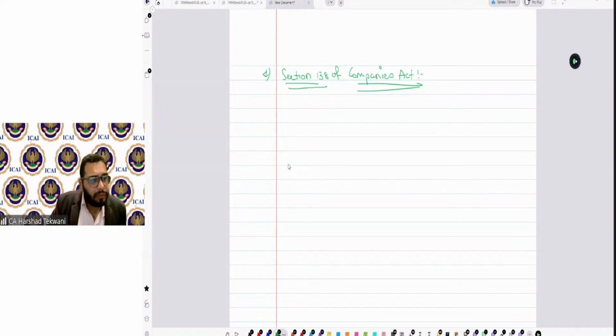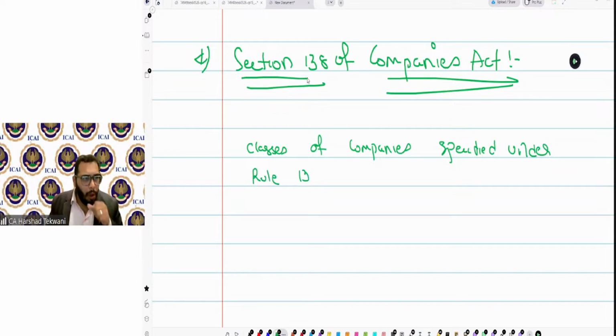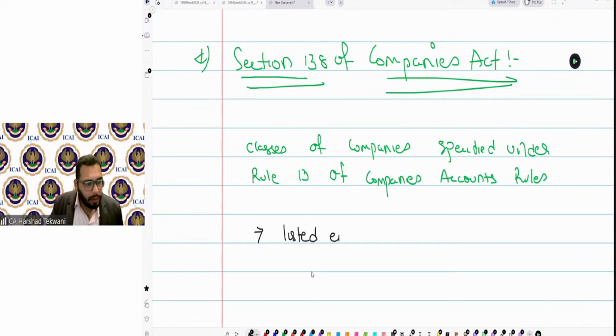So the classes of companies specified under Rule 13, under Rule 13 of the Companies Accounts Rules, one such class is listed entities. Okay, what else?